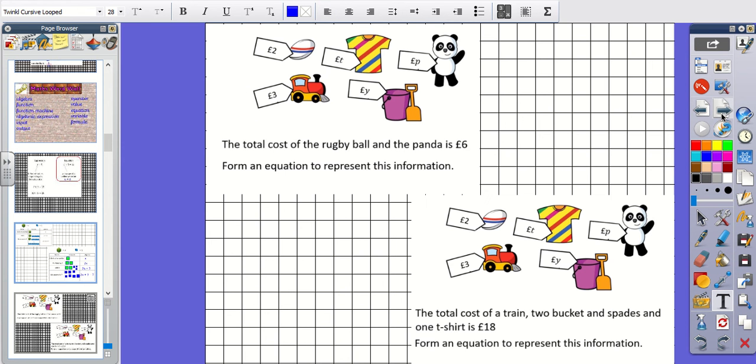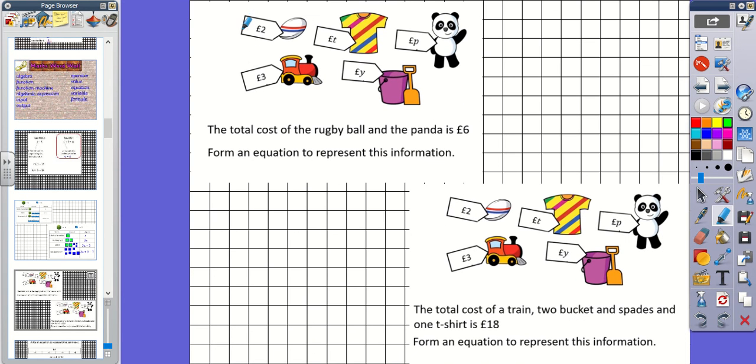Okay then. So the total cost of the rugby ball and the panda is £6. Form an equation to represent this information. So we have got, let's get the highlighter out. We have got the rugby ball for £2 and we've got the panda for something we don't know. We are using algebra.